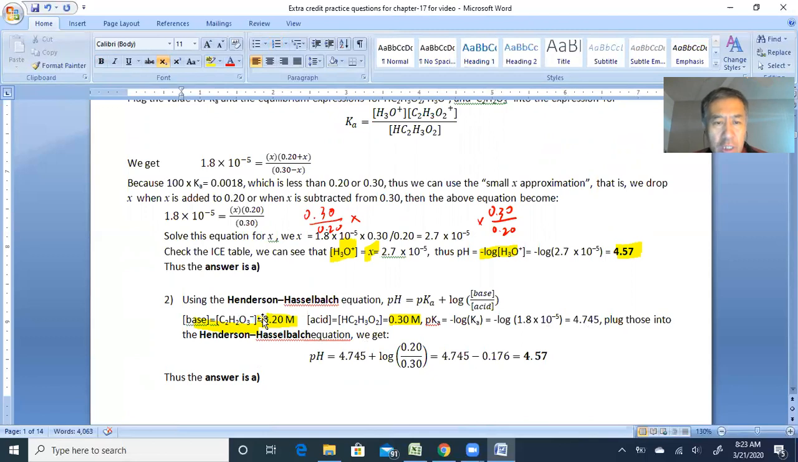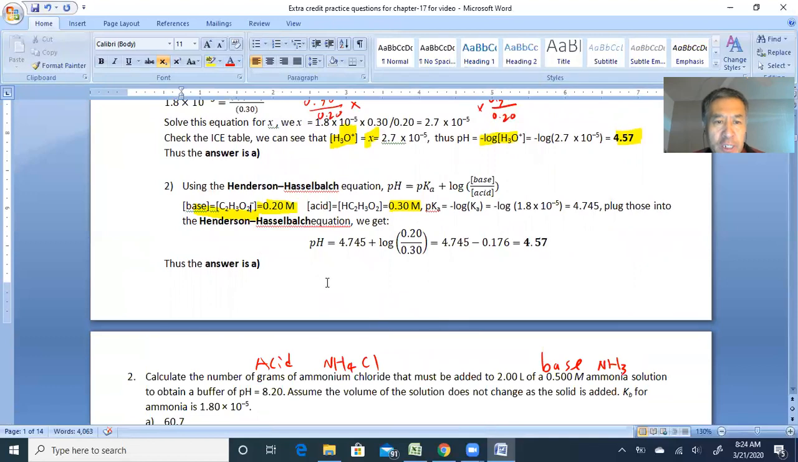C2H3O2 equals 0.20 molar, then the acid concentration is 0.30 molar. We put this into the equation. So pKa, this number, then the base concentration on the top, acid concentration at the bottom. So we get 4.57, the same result as we get from the IC table. So the answer is also A.